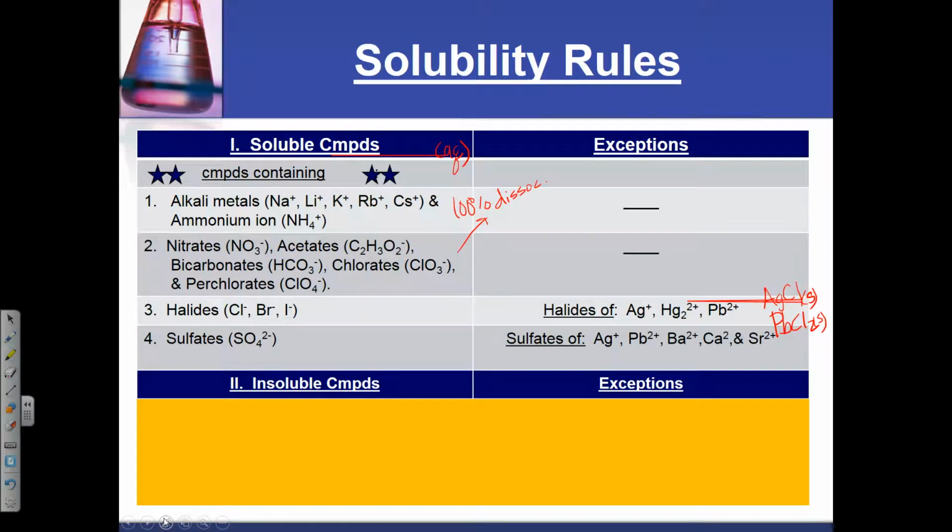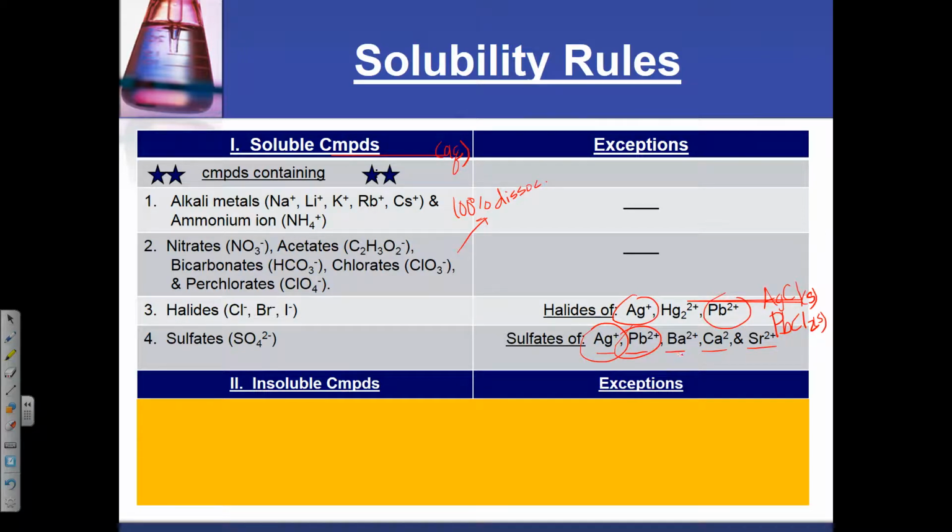Rule number 1.4 under soluble compounds deals with sulfates. So the polyatomic ion sulfate is SO4 negative 2. So if your salt contains sulfate, it is typically going to be soluble, but there are some exceptions to this rule too. If it is containing silver, lead 2, barium, calcium, or strontium, then they're insoluble, so they would precipitate out. Now, I do want to point out to you that both of the exceptions for the 3 and 4 here do contain similar ions that might help you remember them. Both of these exceptions have the silver ion in it, and they both have the lead 2 ion in it.